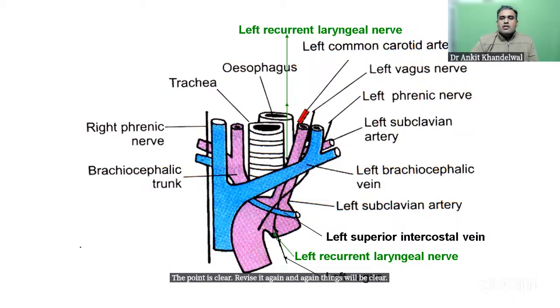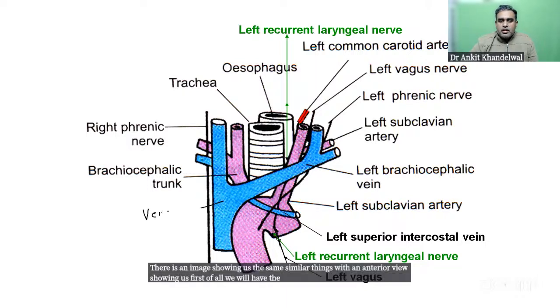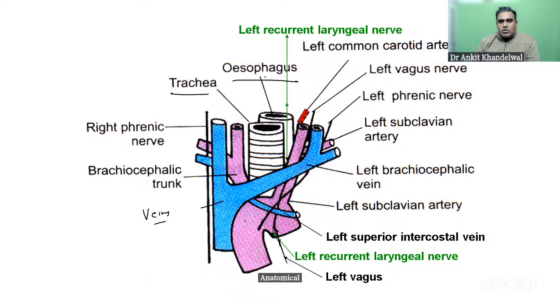Here is an image showing similar things, but an anterior view. First of all we will have the veins over here, and behind the veins this purplish structure is the arch of aorta, and then we have the trachea and the esophagus. Just remember this anatomical correlation or relation between the structures. The trachea is what you can feel over here, the tracheal rings.